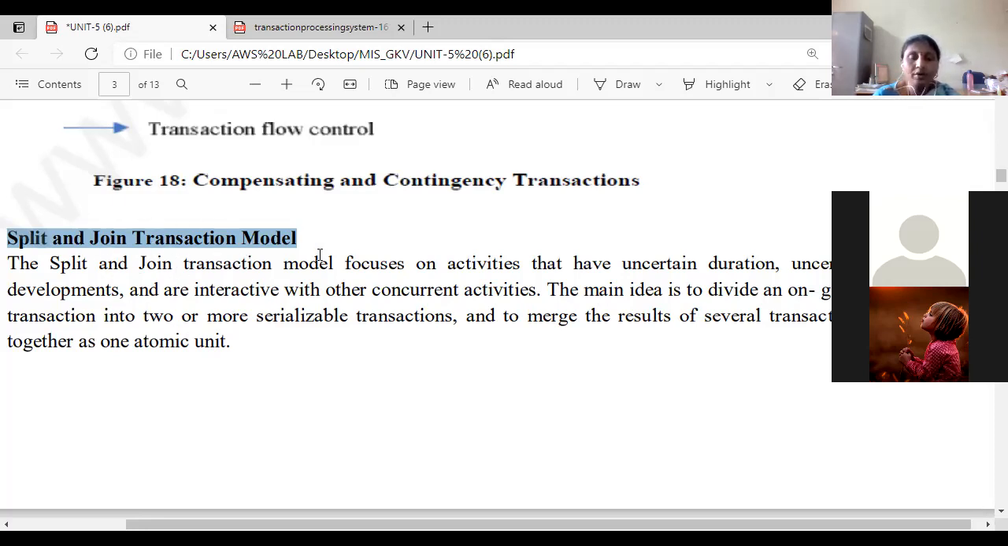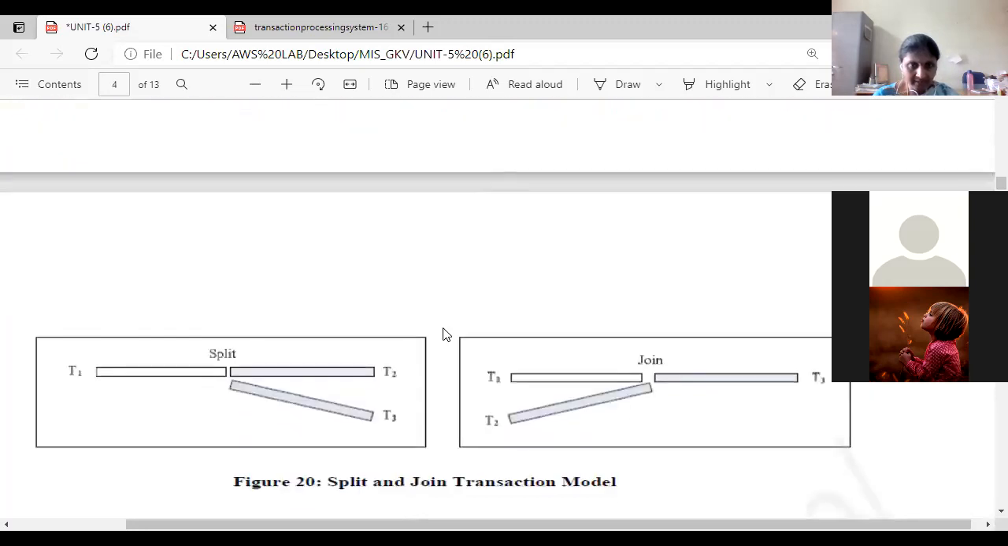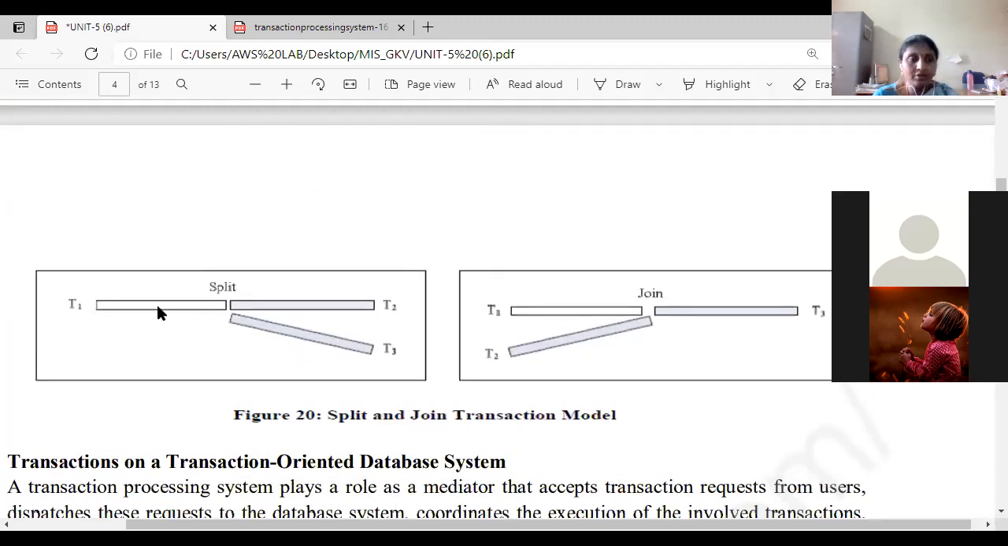Whenever you are going to divide one particular transaction into two or more serializable transactions, or based on your requirement you want to combine several transactions into a single atomic unit for getting the matched results, then you are using the join and split transactions. Here the diagram is going to represent that.